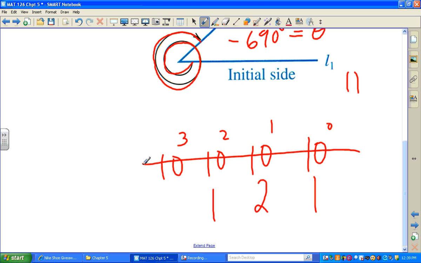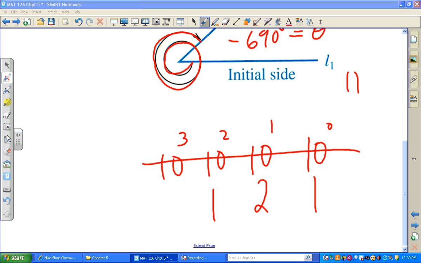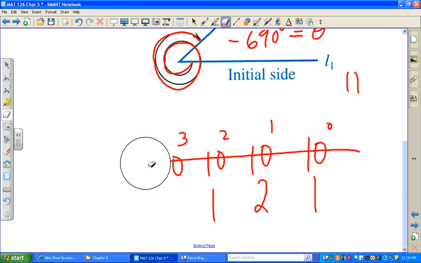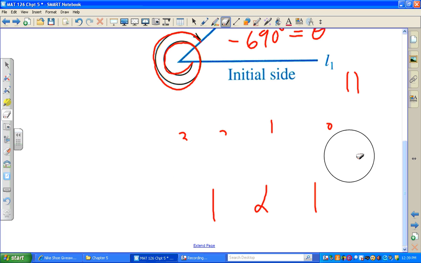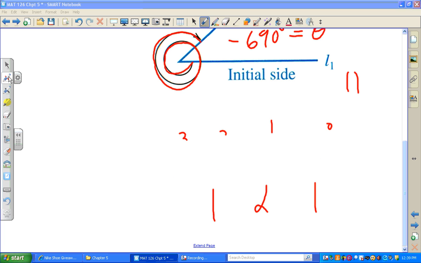Oops, sorry, I need an eraser. The smartboard's not working real well. That's a little too big. That's all right. Anyway, they had base 60.